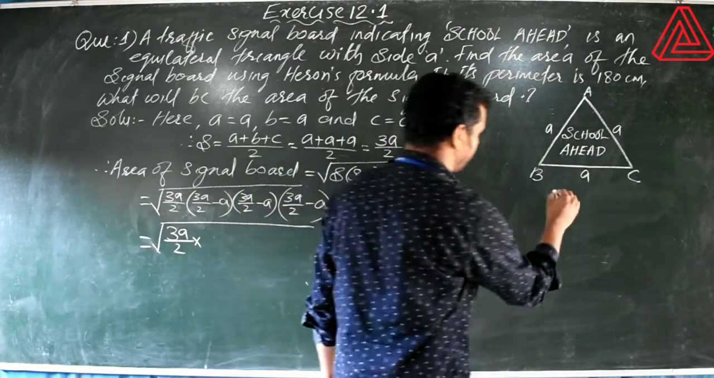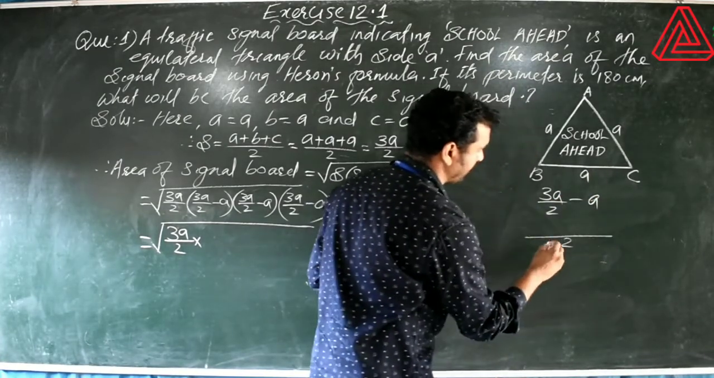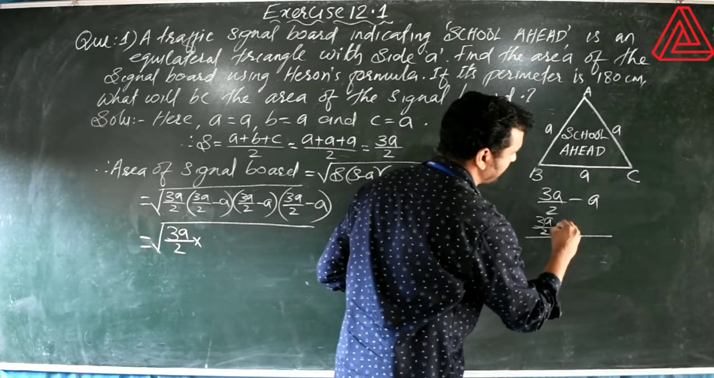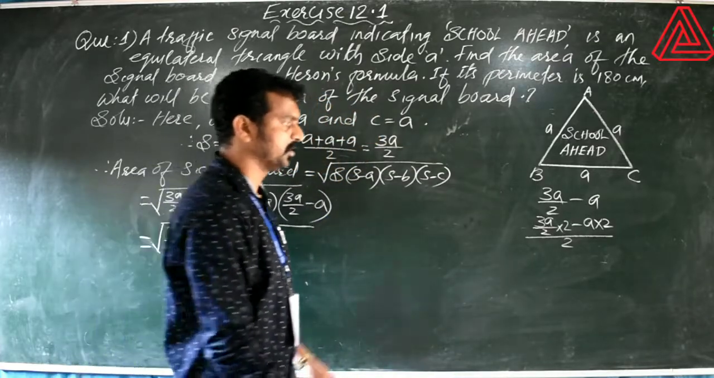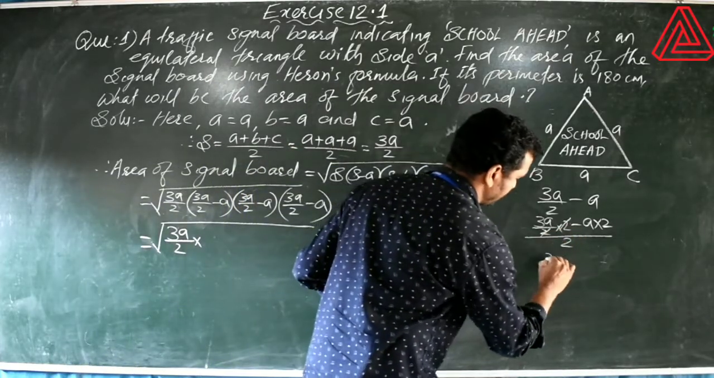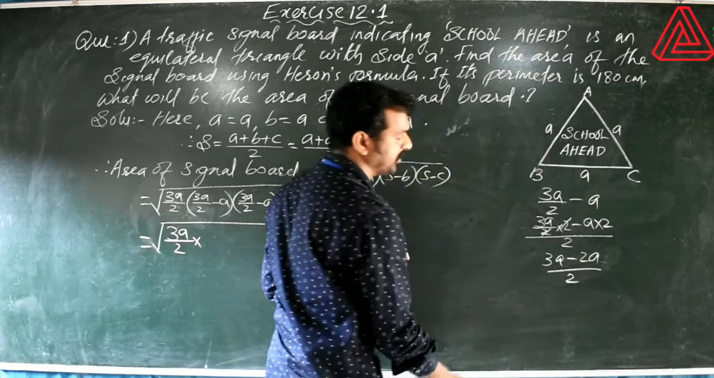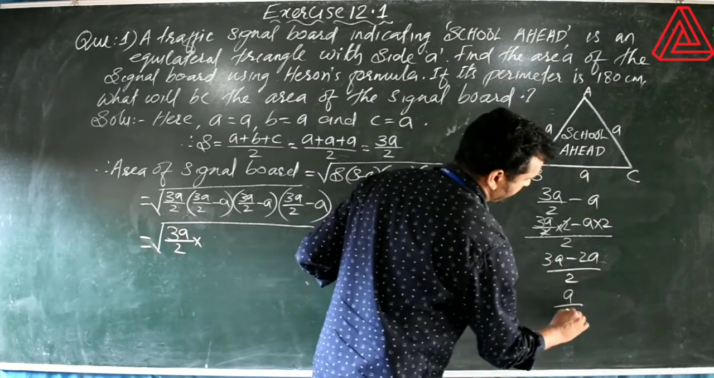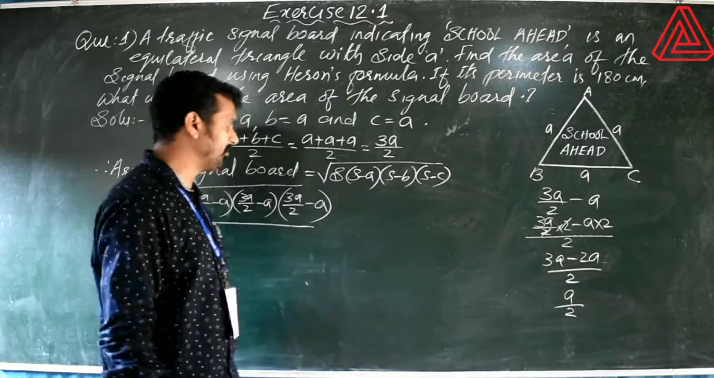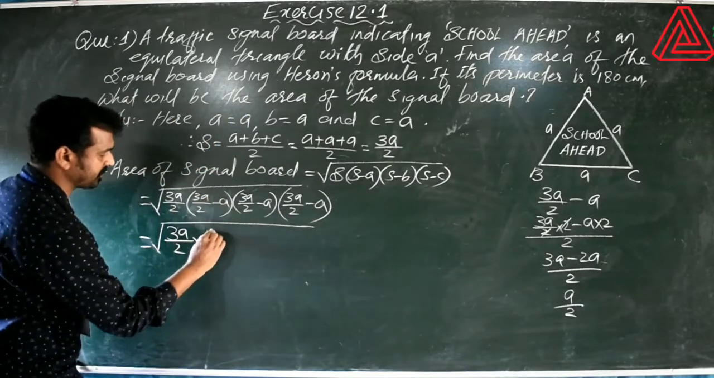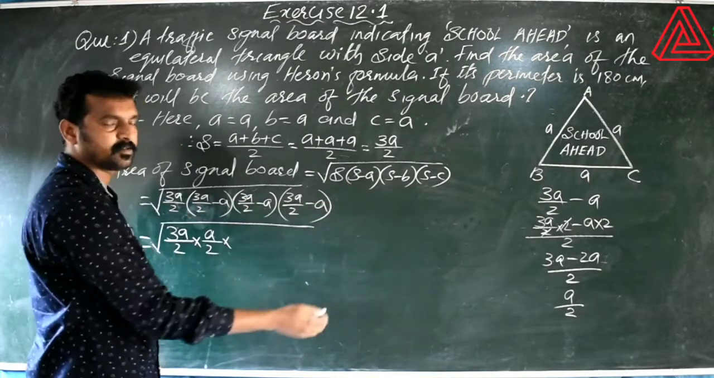Okay, we will do it on the right side. 3a by 2 minus a. The LCM is 2. In the numerator, first rational number into LCM, 3a by 2 into 2, minus second rational number into LCM, that is a into 2. Here the 2 cancels, remaining 3a minus 2a, divided by 2. 3a minus 2a is 3 minus 2, which is 1, into a only. So it will come a by 2. So 3a by 2 minus a is a by 2, and the expression is a by 2 into a by 2 into a by 2 under the root. So what will come as the answer?